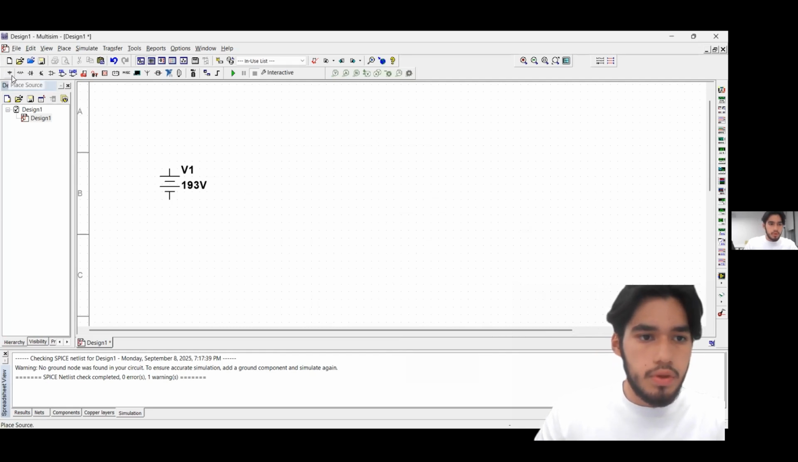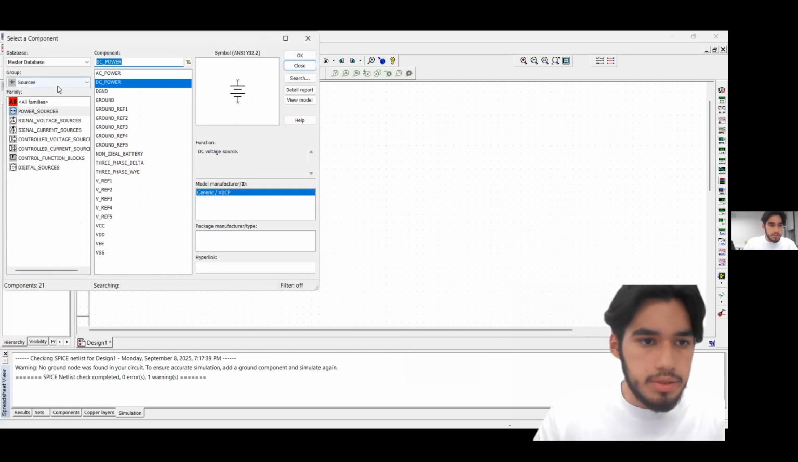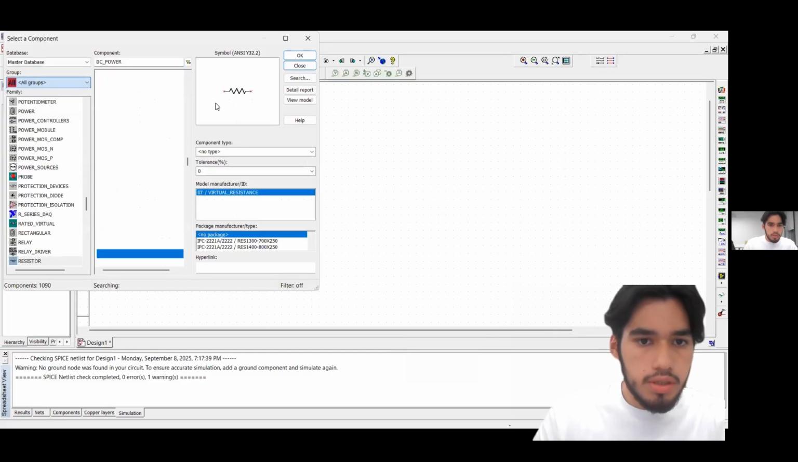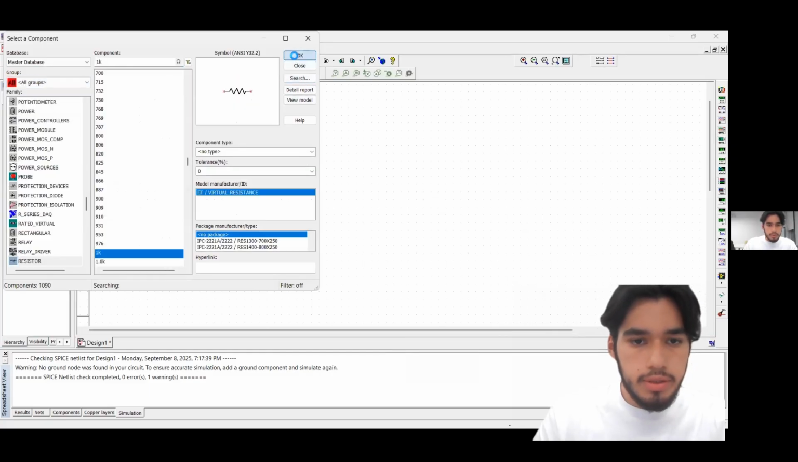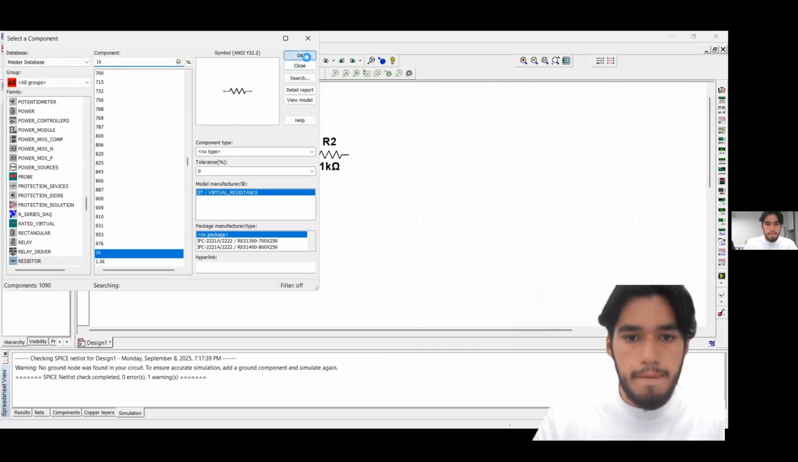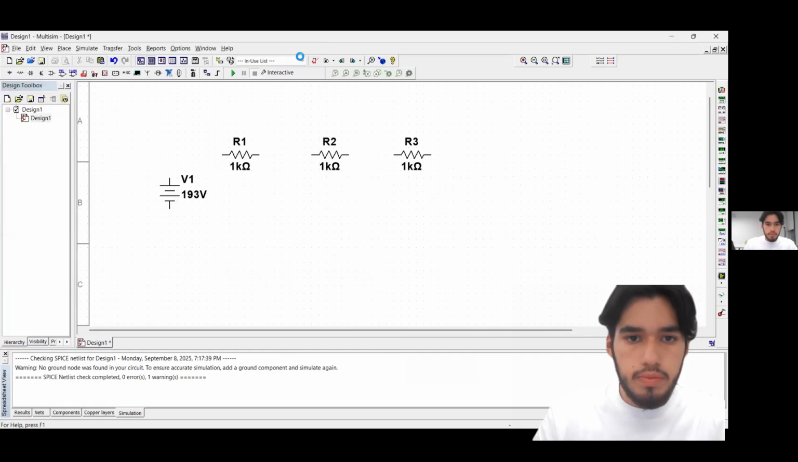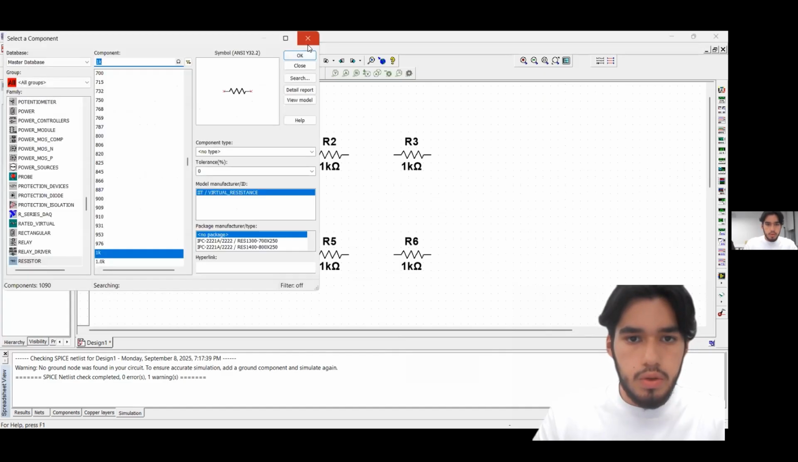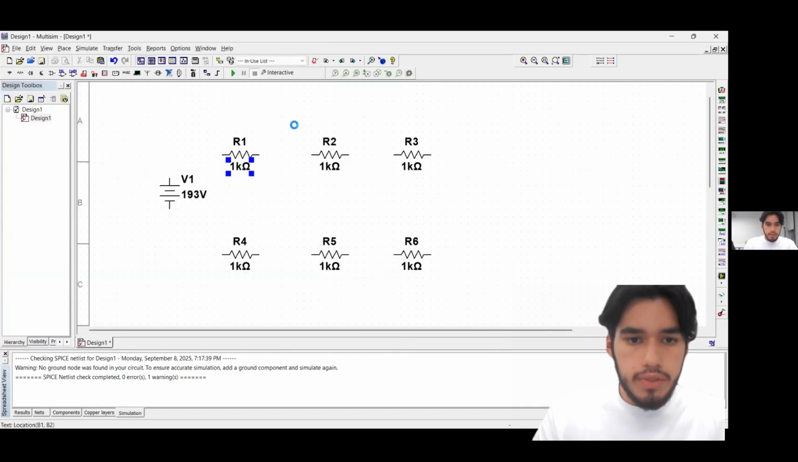Then we're gonna add our resistors. We go here to all groups. We have here the resistors. You have resistor 1, 2, 3, 4, 5, and 6. We're gonna write the value of the resistors.